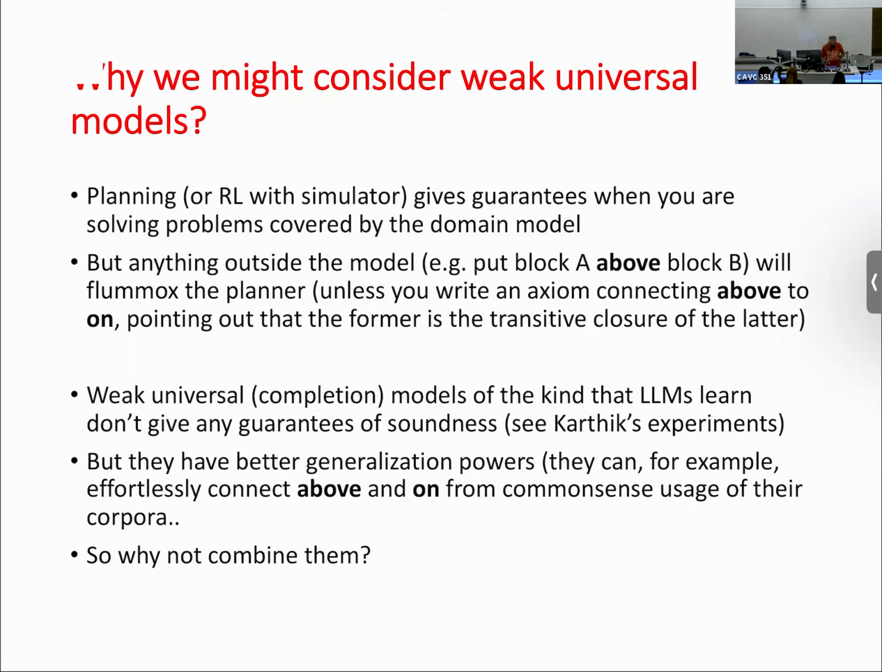So why might we consider such universal weak models? Because planning or an RL simulator gives guarantees when you are solving problems covered by the domain model. They will guarantee that this is optimal, this is sound, etc. But anything outside the model, imagine you have a Blocksworld planner par excellence. It can do any on A, B, on B, C kind of a problem. And you say, just put A above C. Say, what is above? And you have to write that definition of above. Most people who didn't know anything about Blocksworld knew that on and above must have a relation, because that's the common way on and above are used.